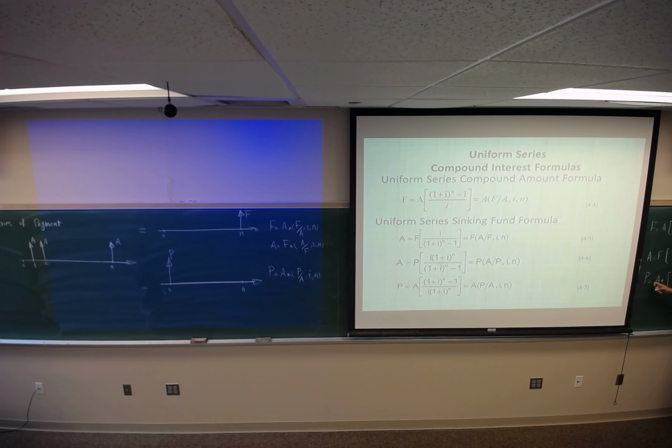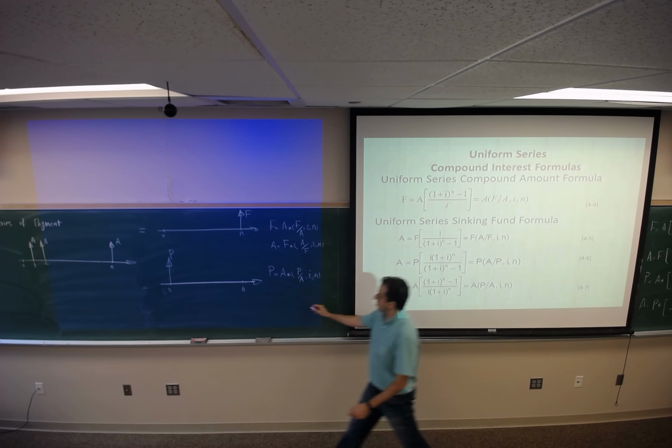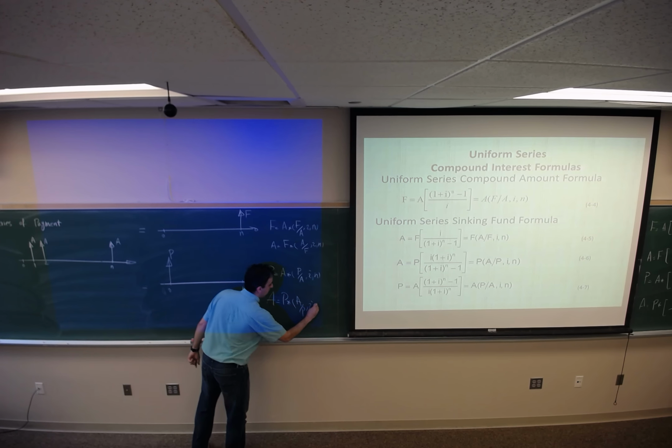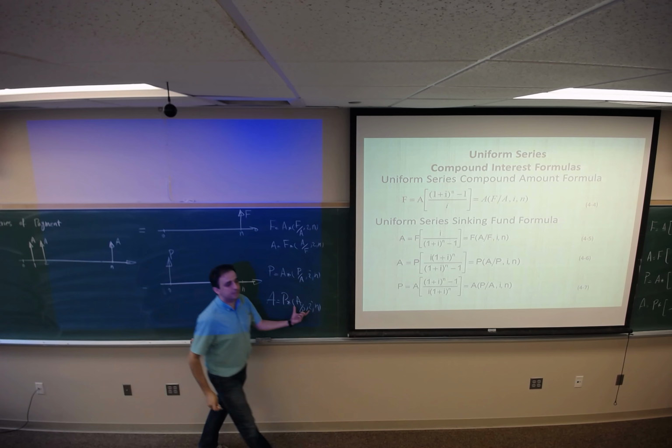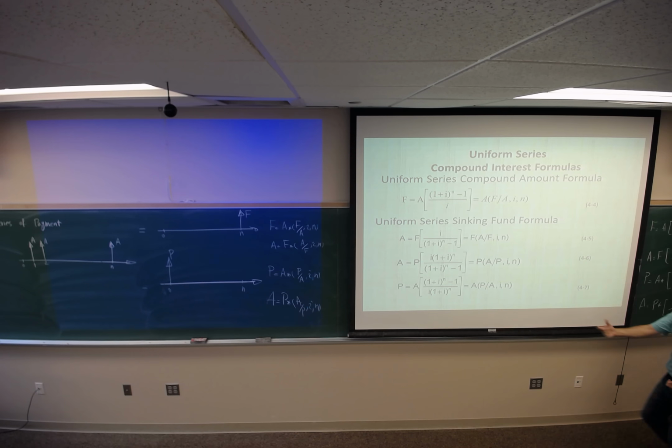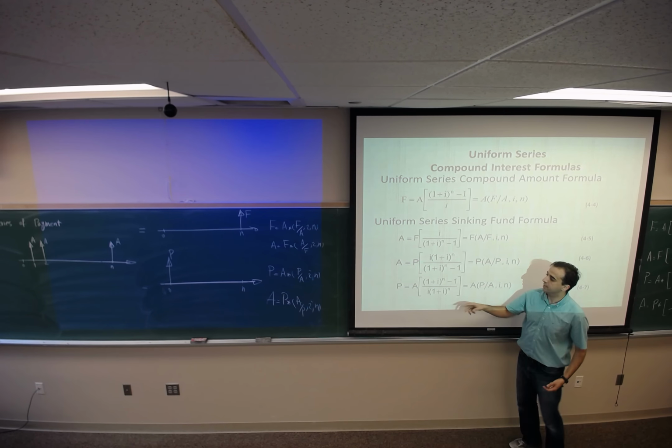Or if P is given, you are looking for A, just inverse this one. A would be P times i (1 plus i)^n over (1 plus i)^n minus 1. And here you are looking for A when P is given, just inverse this. And we call this uniform series capital recovery formula. We call them factor inside the bracket. The equation is called formula.